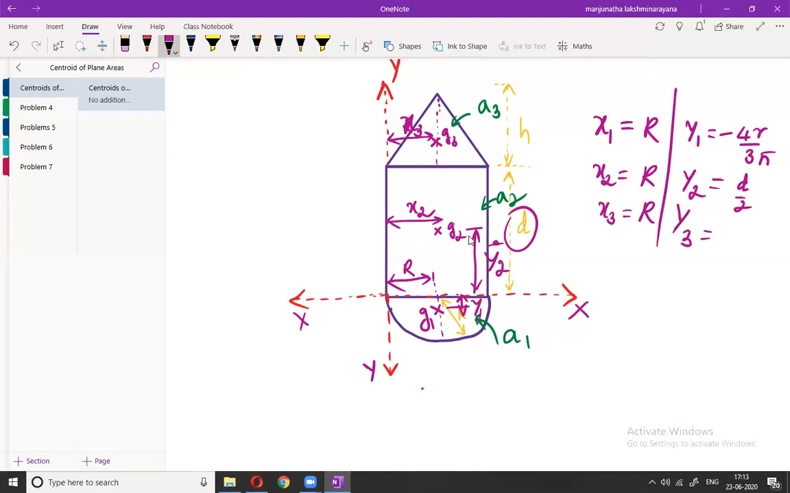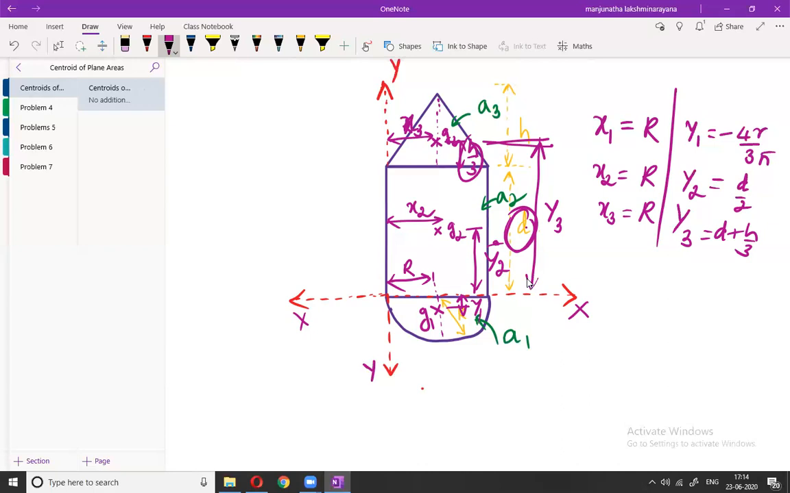Next, y3 is nothing but the distance of G3 from the x-axis, and it is from here to this point. That's the sum of the distance from here to here, which is d, plus 1/3 of the height, because this is an isosceles triangle, and the centroid from the base of the triangle will be 1/3 of the height. That height is given as h, so therefore h by 3. Therefore the total distance y3 is given by d plus h by 3.